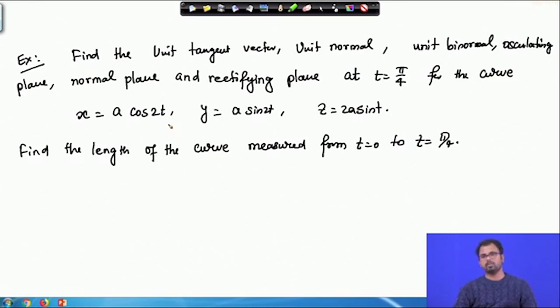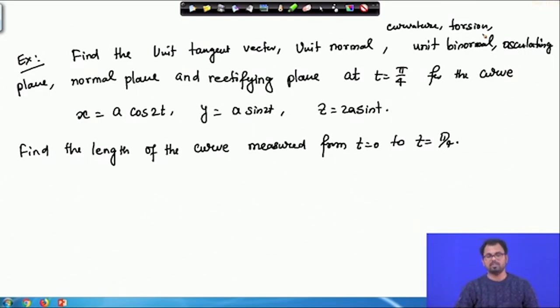We probably don't need r triple dot, but it's good to calculate up to r triple dot for any given equation, because you might need it at some point, or may not, just that it's good to have it on your paper. So now once we have those equations, we can calculate curvature and torsion. So you need those derivatives. Calculate the unit tangent vector, unit normal, unit binormal, curvature, torsion, osculating plane, normal plane, rectifying plane at t equals pi by 4.